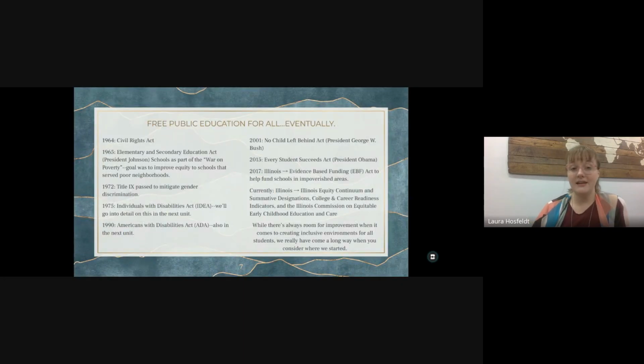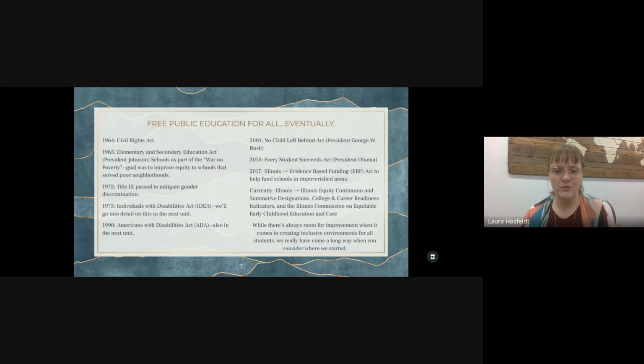In 1964, heading back to our timeline here, we have the Civil Rights Act. In 1965, we passed the ESEA, or the Elementary and Secondary Education Act, which was President Johnson, who basically founds the idea of schools as part of a war on poverty, right? If we have schools that are equitable and we serve poor neighborhoods better, then perhaps people can lift themselves out of poverty, is the mentality.